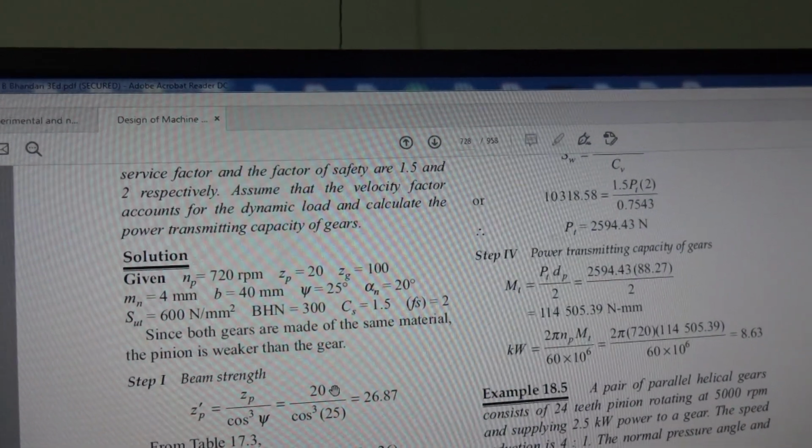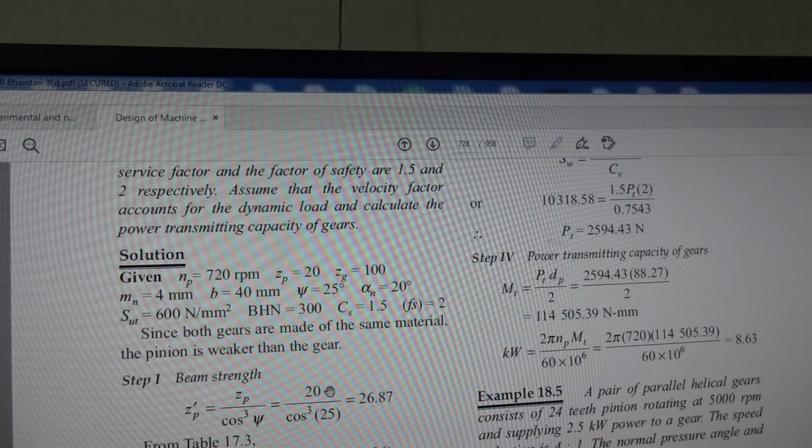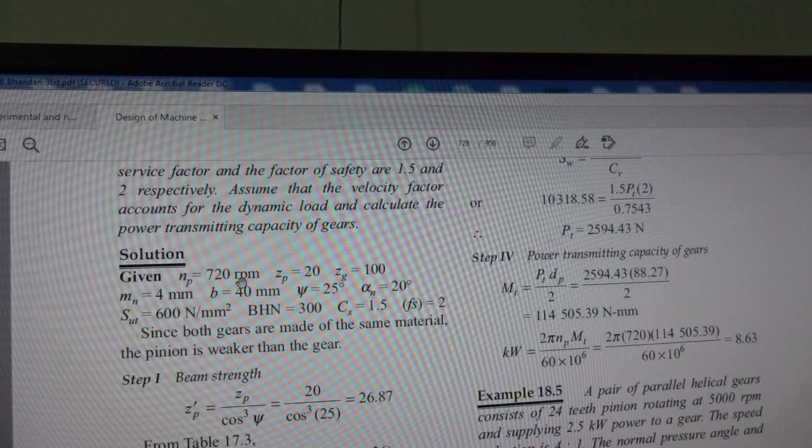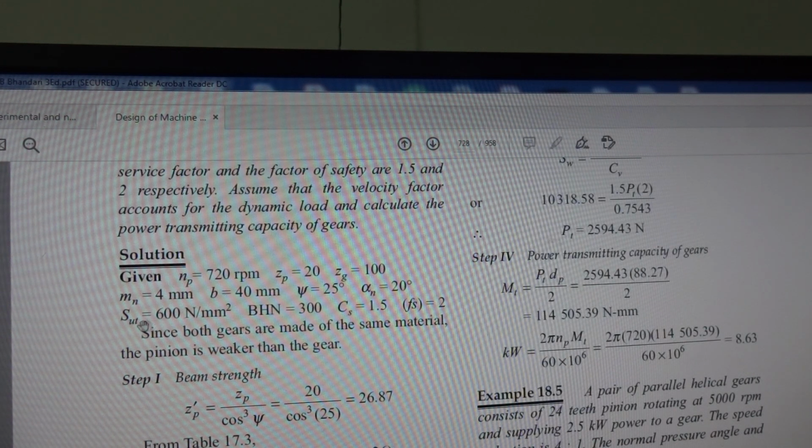The data related to this question is shown. The speed of the pinion is 720 rpm, Zp is equal to 20, Zg is equal to 100, normal module 4, face width 40 mm, helix angle psi 25 and normal pressure angle 20 degrees, ultimate stress S_UT 600 Newton per mm square, BHN is equal to 300, Cs is equal to 1.5 and factor of safety FS is 2. Both gears are made from the same material.